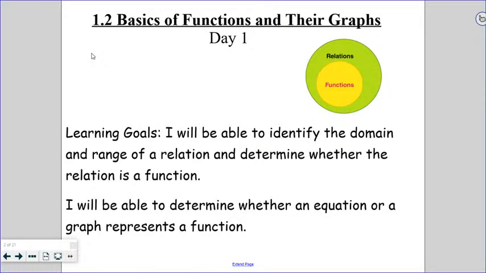Okay. So today we're going to be able to identify the domain and range, determine whether it is a function, and whether a graph represents a function. We've, again, at different points maybe been introduced to some of these things.